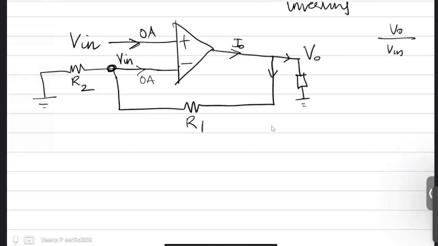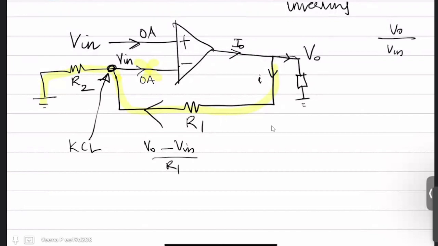So say I am connecting a load here. Some part of I naught will go through the load. The other part, say small i, will go through your R1. Now this current cannot enter your op-amp, so this current will go through R2. So I can apply Kirchhoff's current law at this node. The current is in this direction. When you consider R1, the equation of that current is V naught minus V in by R1, because current is flowing in this direction and V naught is the potential at this point. So V naught minus V in by R1 is this current, which is the same as this current.